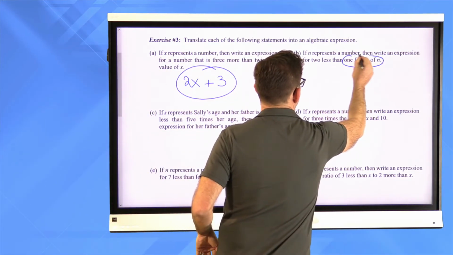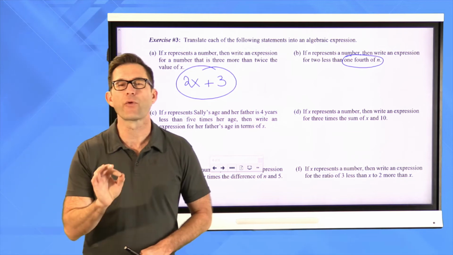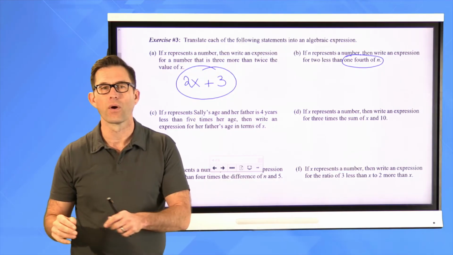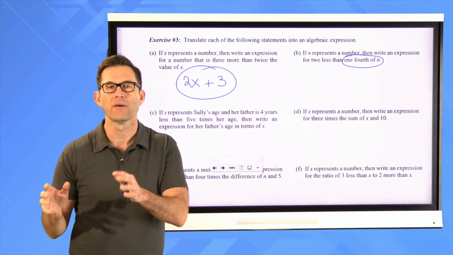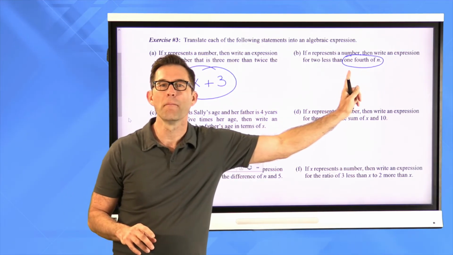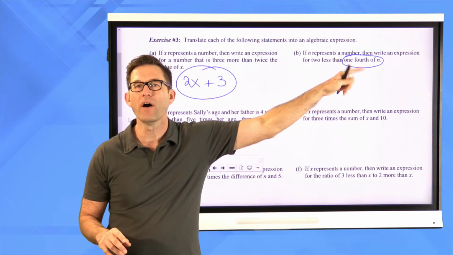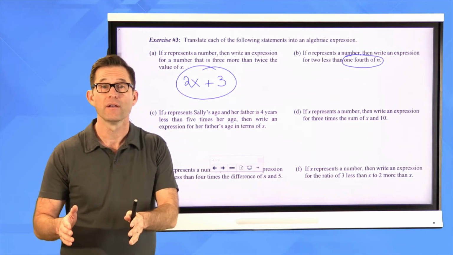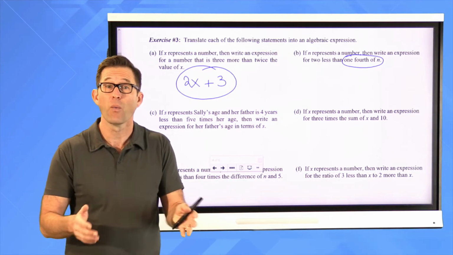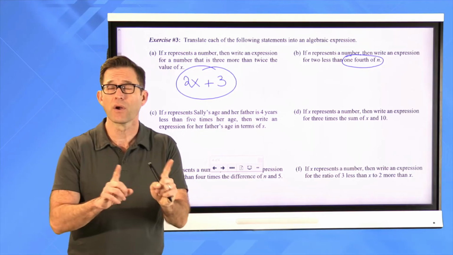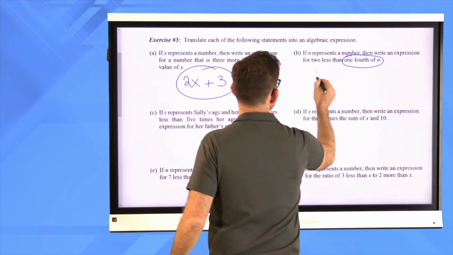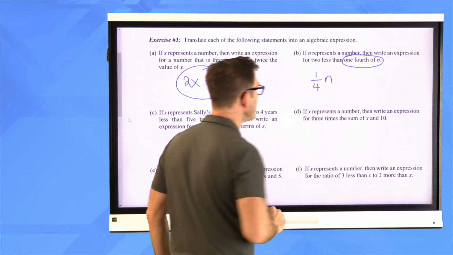1/4 of n. You will often see phrases like 2/3 of x, or 1/4 of n, or 1/2 of y, right? When you see a phrase like that, what that implies is that I am multiplying that variable by that fraction, right? 1/4 of n is literally 1/4 times n, because that's what it means to find a fourth of a number, is to multiply it by 1/4, or to divide it by 4. So you could also think about this as n divided by 4. I'm going to think about it right now as 1/4 times n.